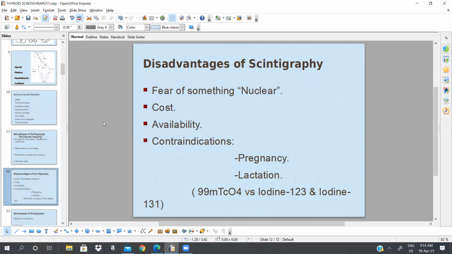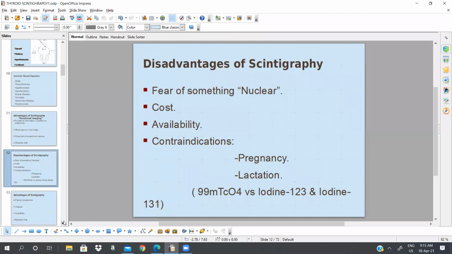And there is some contraindication. We call it not absolute, relative, in pregnancy and if the patient is female and lactating. So for technetium, these are relative, but for iodine, it's absolute. You cannot give it. Why? Because the iodine can stay a longer time, especially in therapy.